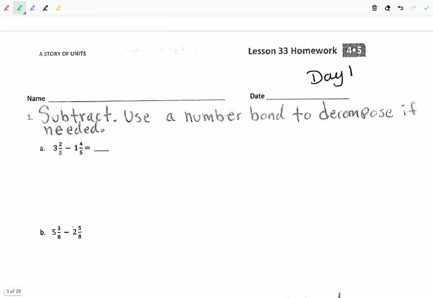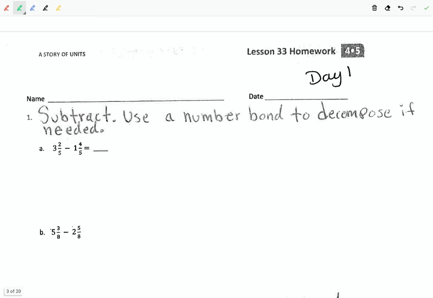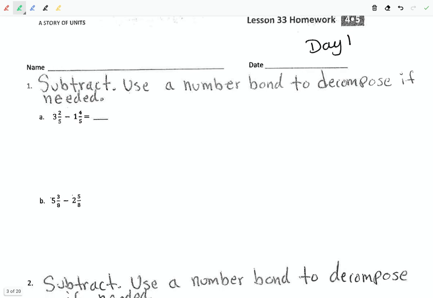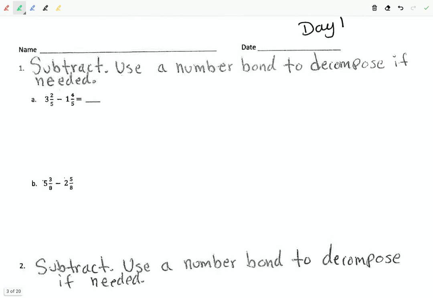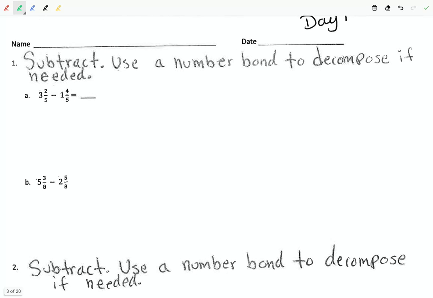All right, let's begin. I am only going to do one because all of the problems for this lesson for day 1, they're all the same. It's the same skill, okay? So I'll just show 1A. And the directions here say subtract. And then it says use a number bond to decompose if needed.